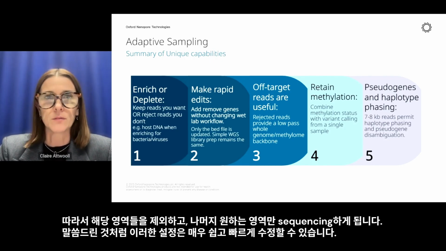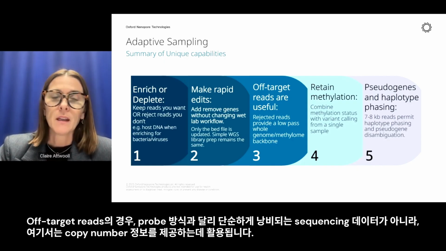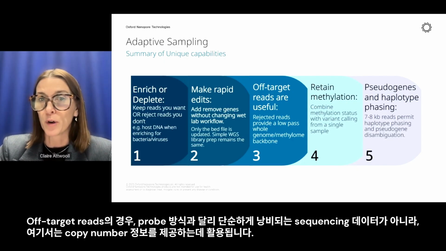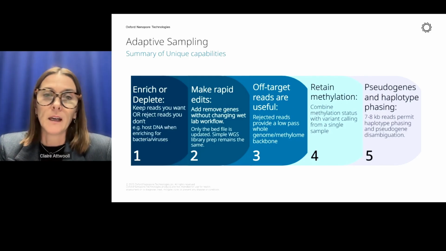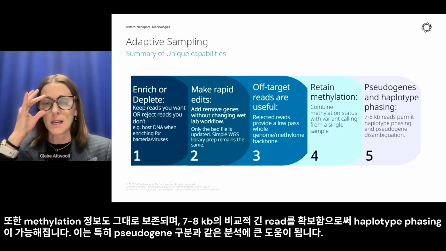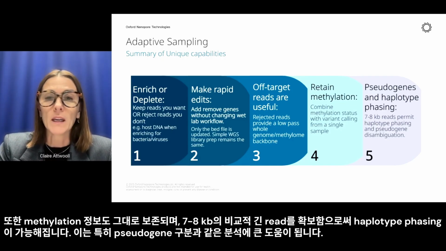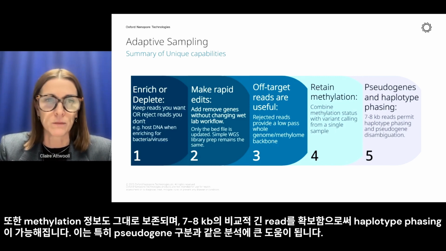I said that it is very easy to make rapid edits. The off-target reads, unlike with probes where they're just wasted sequencing, here they're giving us our copy number. We retain the methylation, and because we have those longer 7 to 8 kb reads, we can get haplotype phasing, which really helps with things like pseudogene disambiguation.